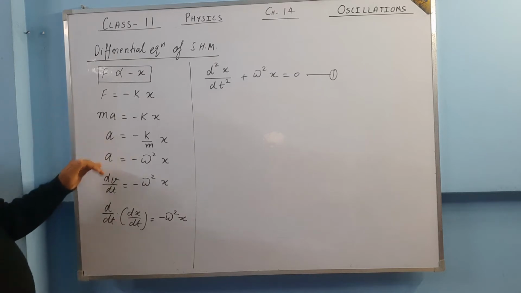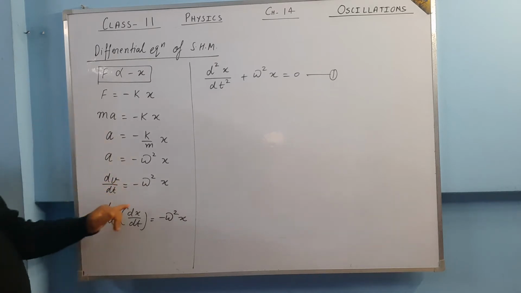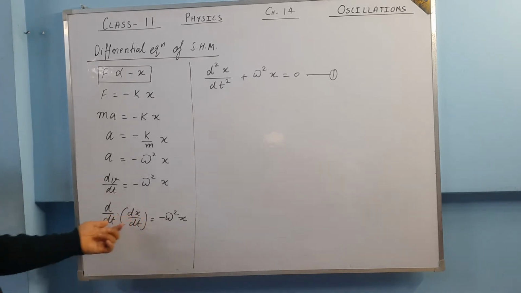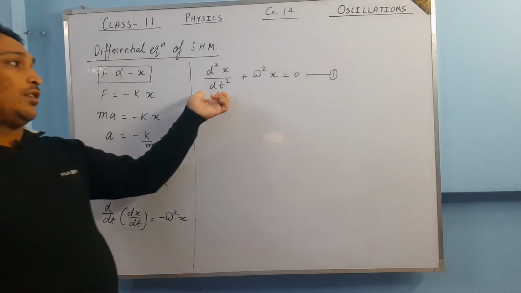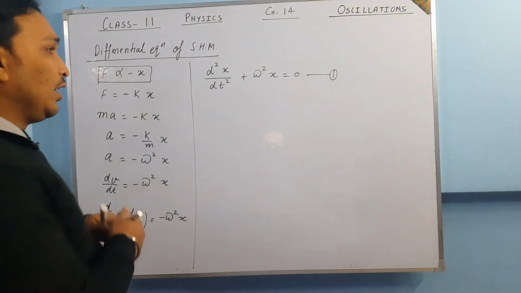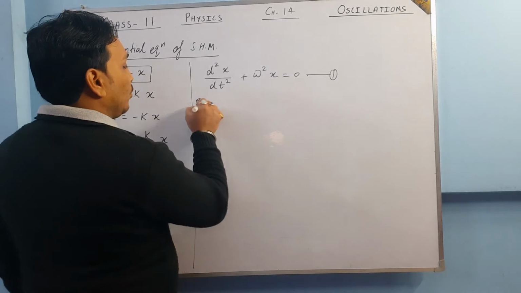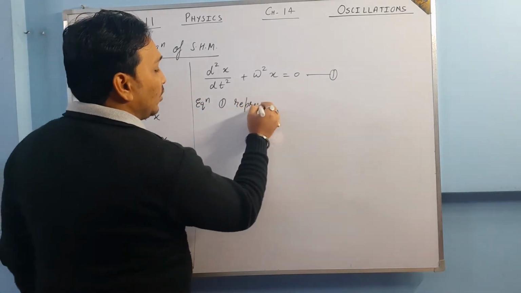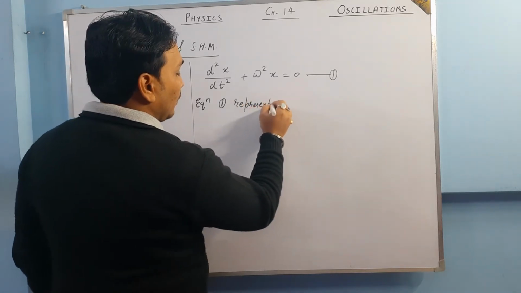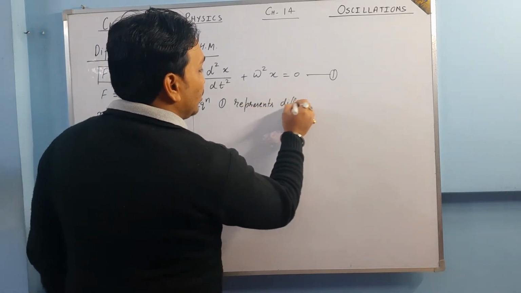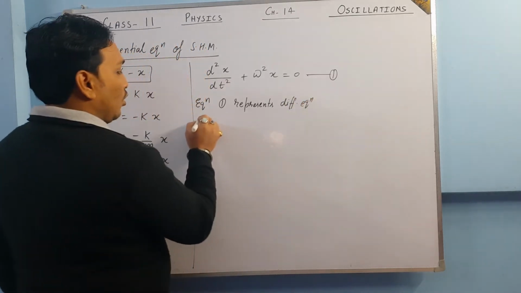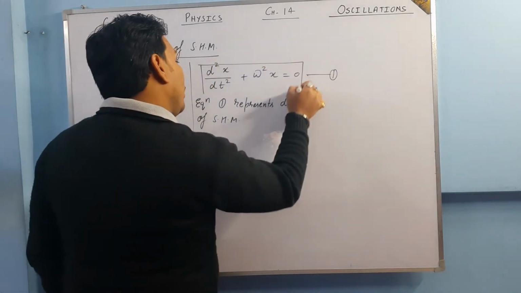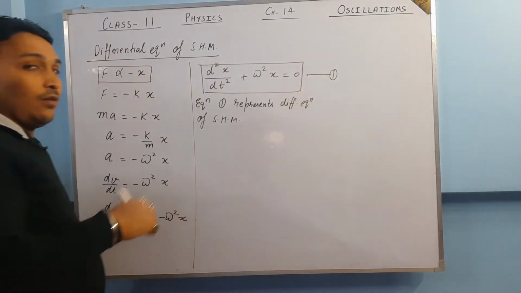Now A can be written as dv by dt and V can be written as dx by dt. dx by dt is being differentiated, so x is differentiated twice, and it can be written like this, and this equation is called the differential equation of SHM. Equation 1 represents the differential equation of SHM.